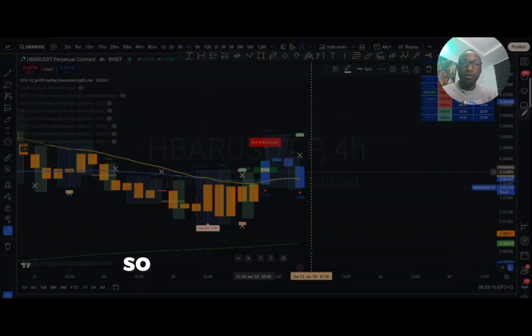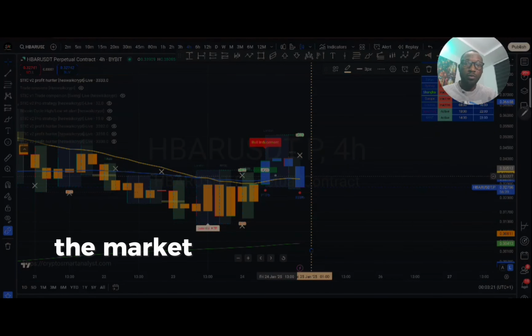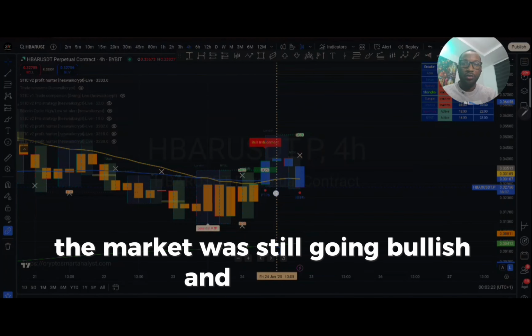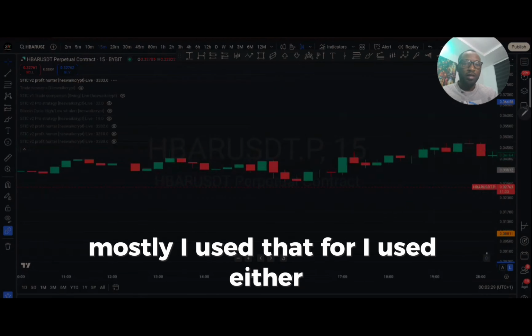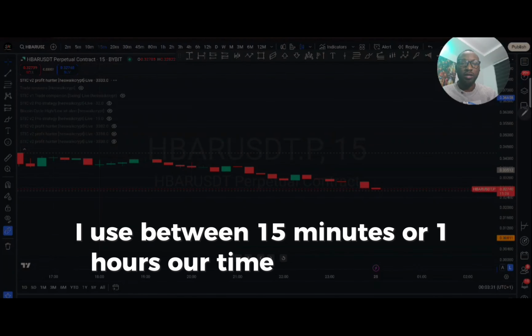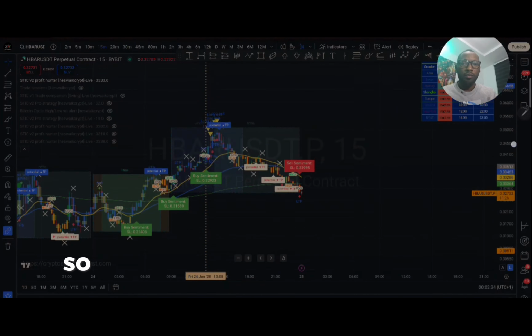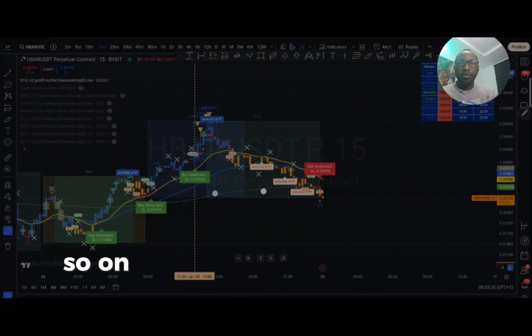So you want to go to my medium time frame, because this is currently my higher time frame scalping, right? So when this occurred, the market was still going bullish and going up, and went to my 15 minutes time frame. Mostly I use either 15 minutes or 1 hour time frame as my medium time frame. So on the 15 minutes time frame, what did you see?